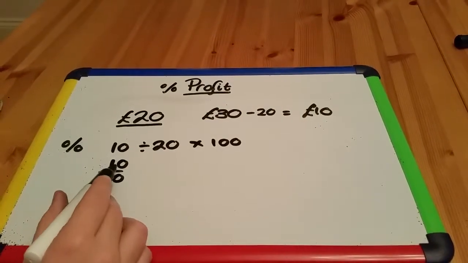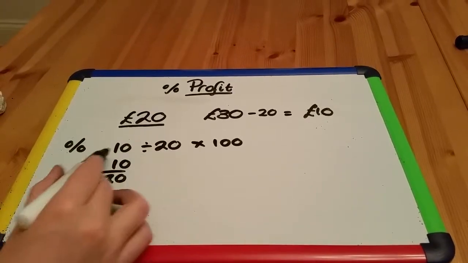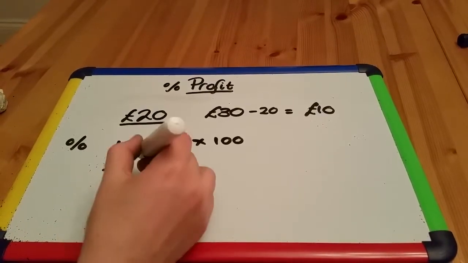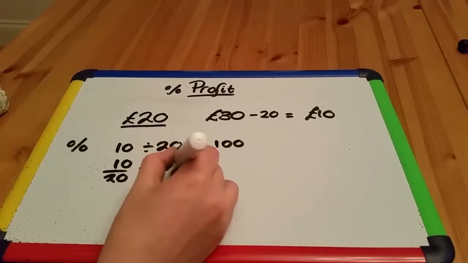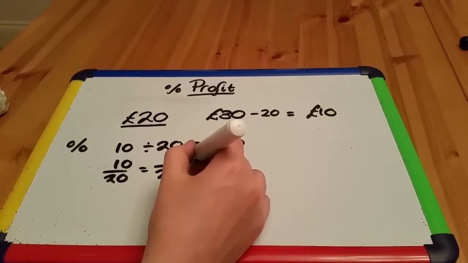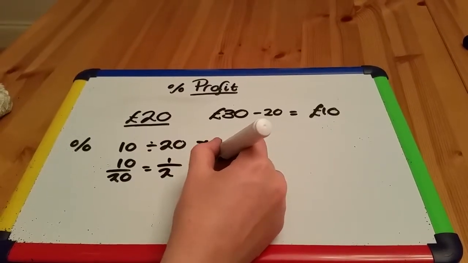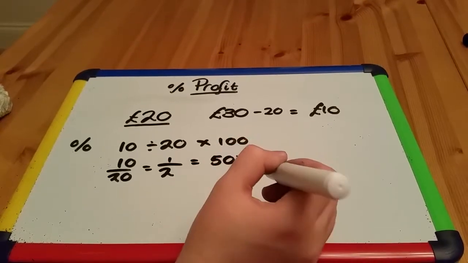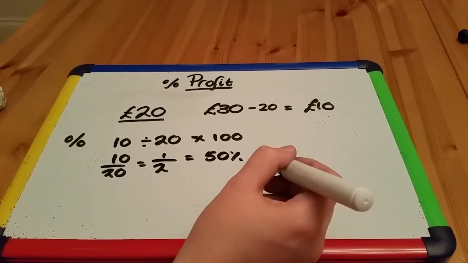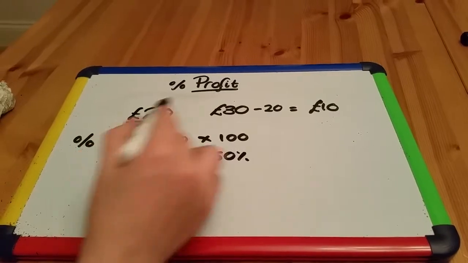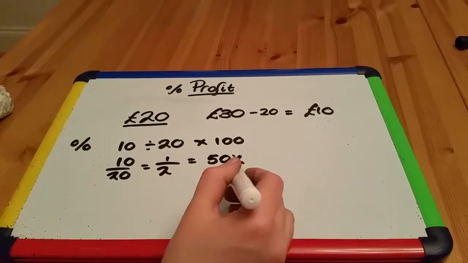If you have a look at this, 10 divided by 20, because that means the same as this at the top. If we simplified that down, it ends up being 1/2, which we know is 50% profit. So you made the original money and you've made 50% profit.